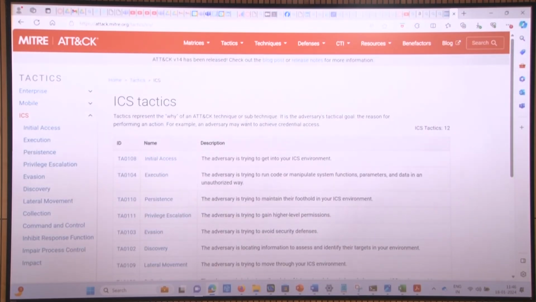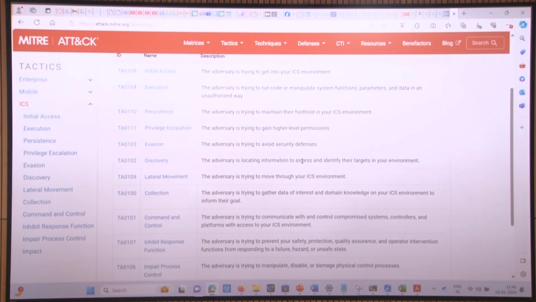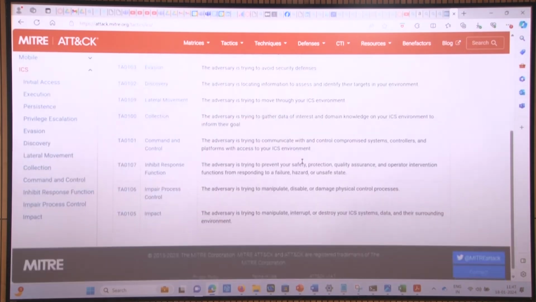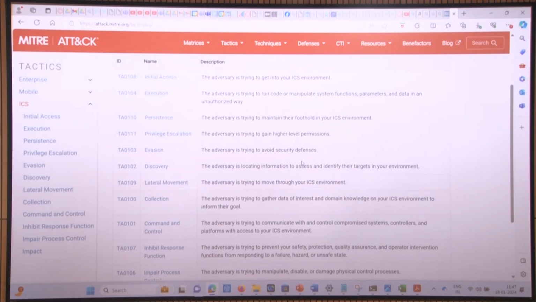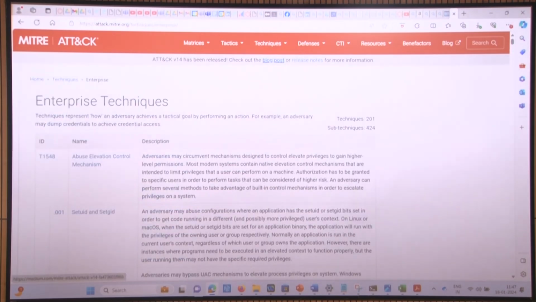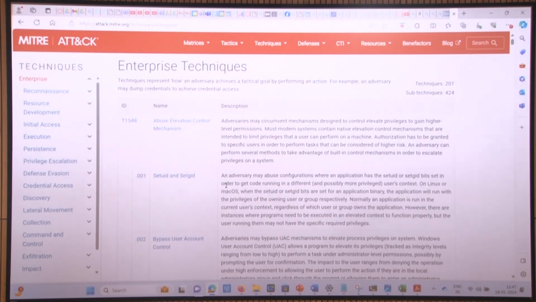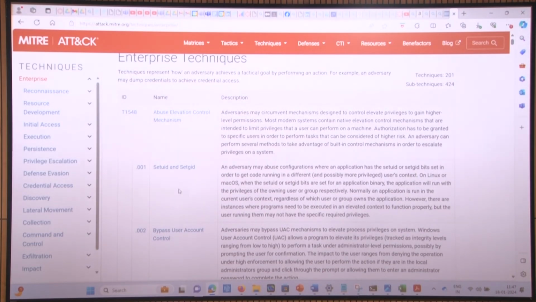This doesn't mean that an attack on ICS requires fewer tactics, but so far the attacks that have been analyzed have shown only these tactics. Tomorrow another tactic may be added to this list, but so far these are the tactics that have been seen in use. Then if you go into the enterprise techniques, here is a list of techniques. There are 300 plus techniques. And then there are sub-techniques.